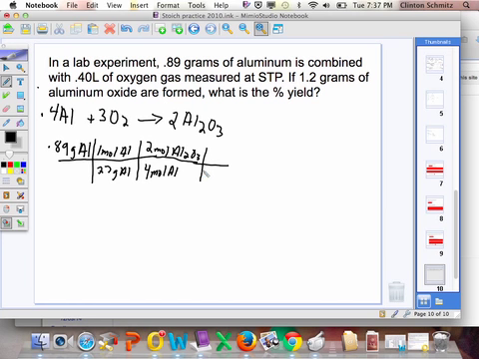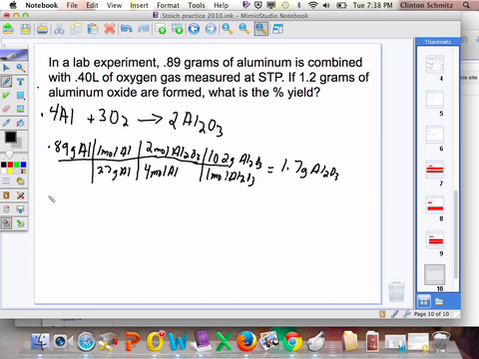And then we're going to need to change the aluminum oxide to grams, because they're telling us that 1.2 grams of aluminum oxide are formed. So 1 mole of aluminum oxide, and the molar mass of aluminum oxide is about 102 grams of aluminum oxide. And if you do the math, you end up getting about 1.7 grams of aluminum oxide. So what that means is you have enough aluminum to make 1.7 grams of aluminum oxide.